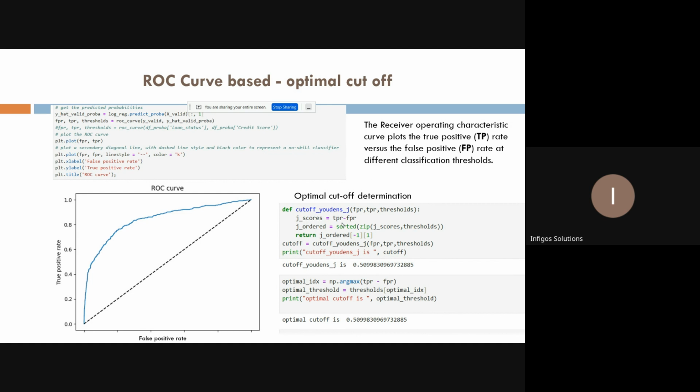You want to maximize the difference between true positive and false positive. You sort it, and after sorting you figure out the maximum point. It comes to 0.509. You do the same thing using different logic, and you again find the same value. So this is your optimal cutoff based on the ROC.